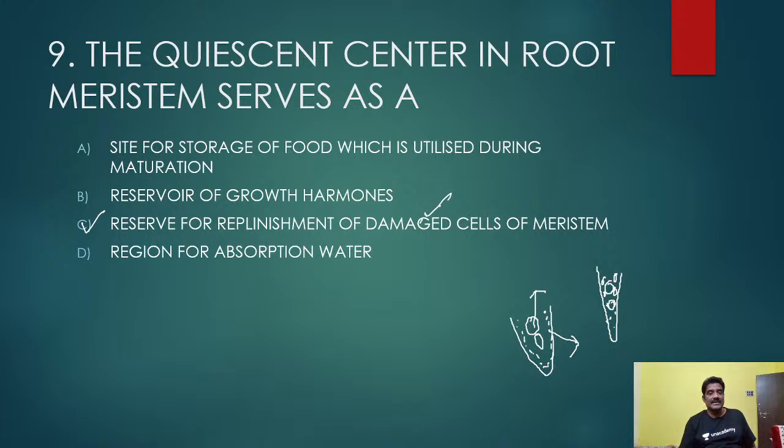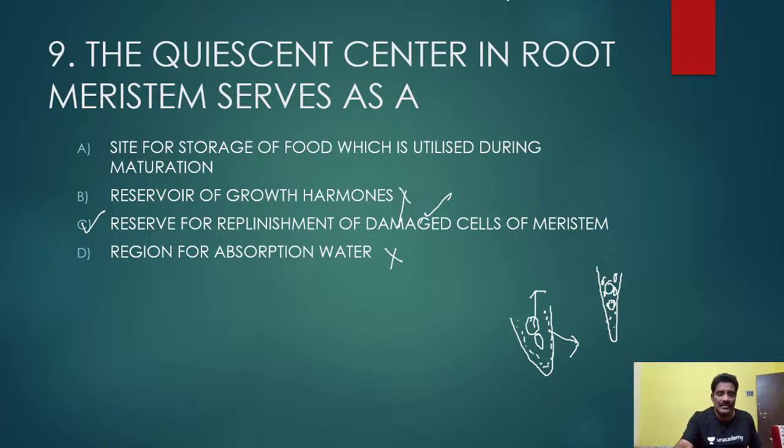Important bit. Reserve for growth hormones, this is incorrect. And site for storage of food which is utilized during maturation, this is also wrong. Region for absorption of water, wrong. So no way other options are related to this bit. So the right option is C.